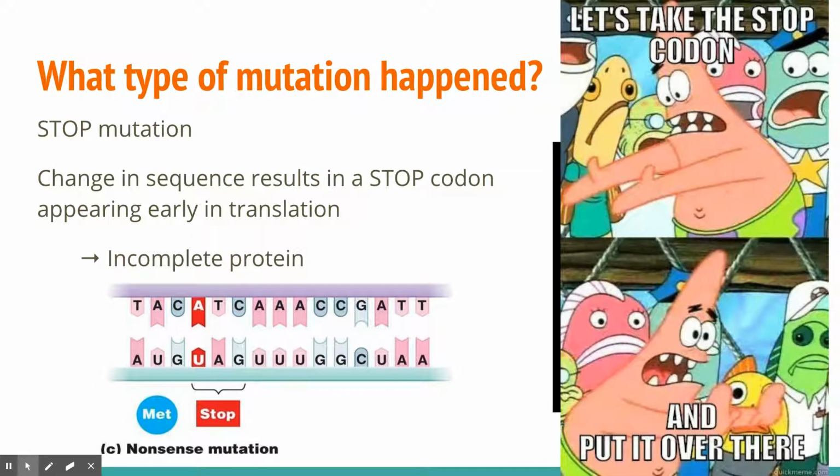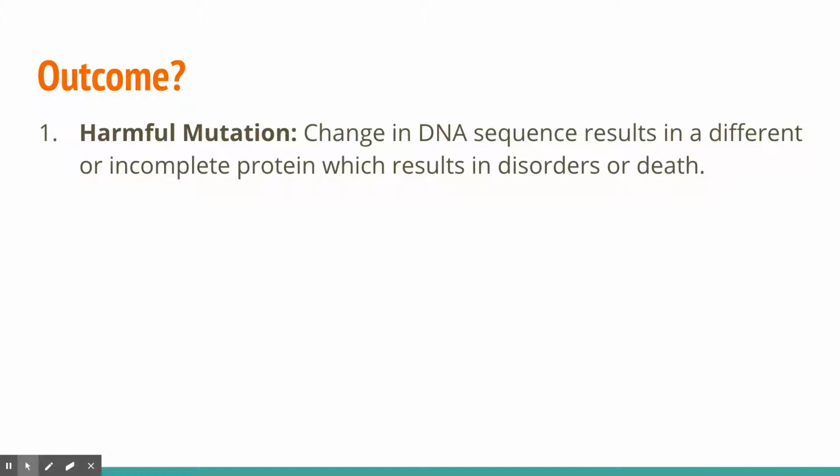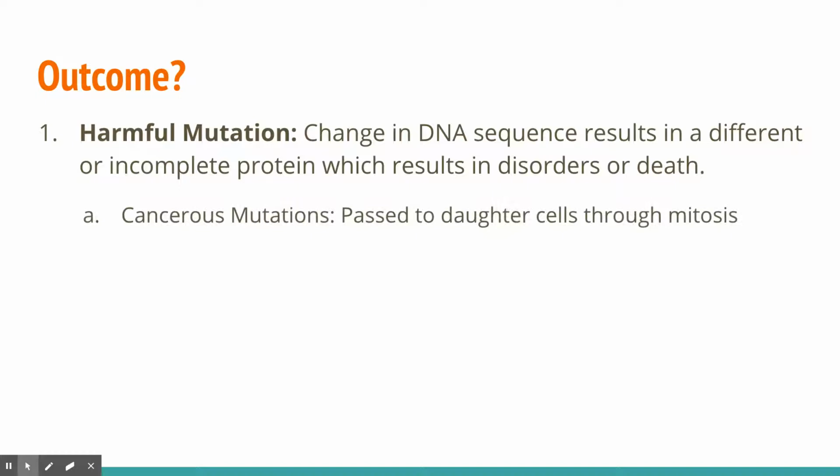And then pretty much here's some memes. So what is the outcome of something like this? Harmful mutations happen whenever, like we started to talk about, something goes wrong with the genetic code. So it's a change in the DNA sequence that results in a different or incomplete protein, which results in disorders or sometimes even death. And then we have cancerous mutations that are passed to daughter cells through mitosis. Remember, mitosis is cell division of tissues and all of those different types of cells.